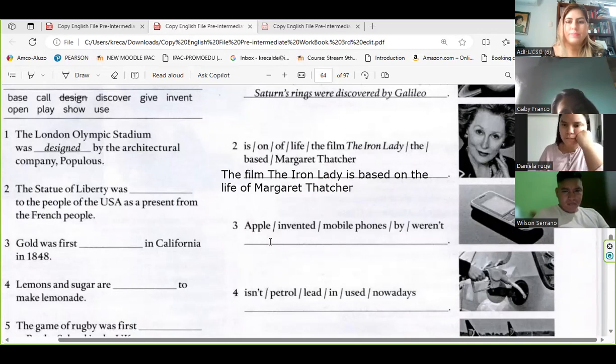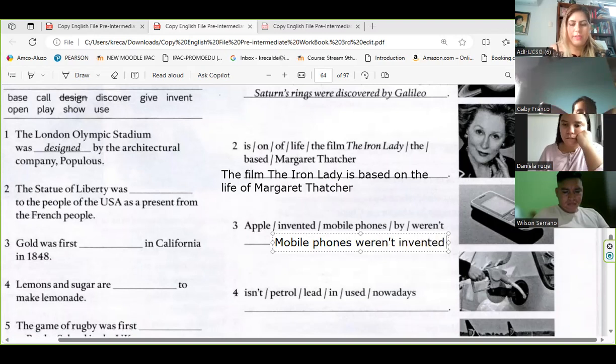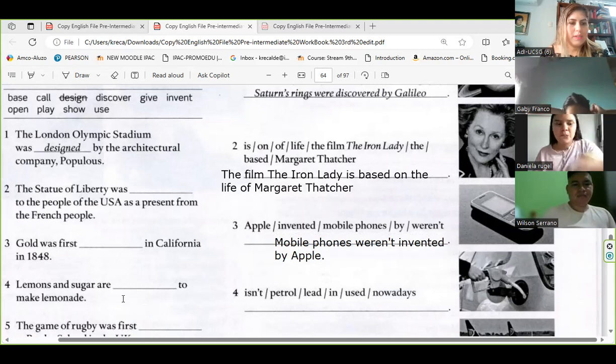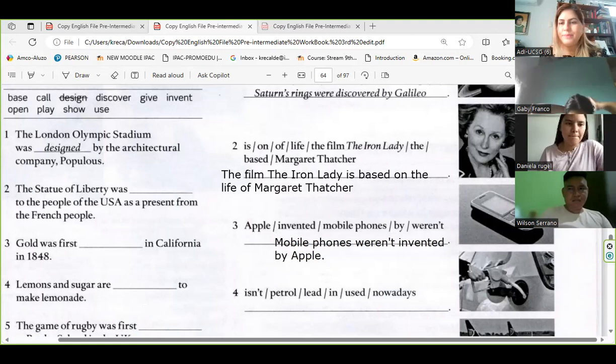Mobile phones were not invented by Apple. Excellent. Perfect, okay. Number 4 is going to be for Danielita Rugel. A ver.